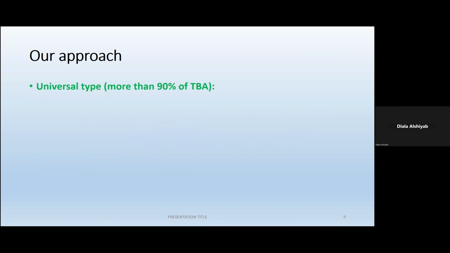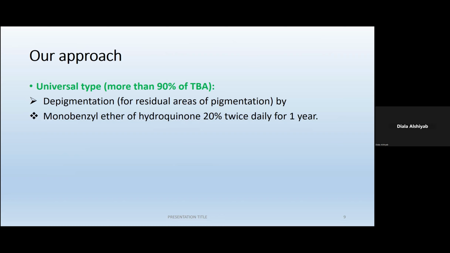Patients who presented with universal type of vitiligo, where the body area involved is more than 90%, now we consider depigmentation. Depigmentation by either using monobenzyl 20% that is given twice daily for at least 1 year, or we can use certain types of laser like the fused ruby laser, the one that we have in my hospital.